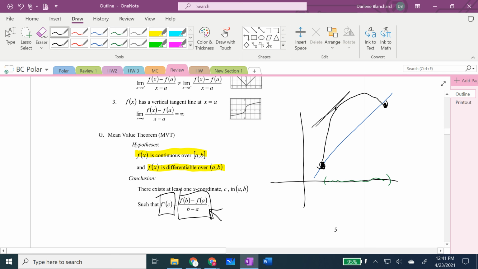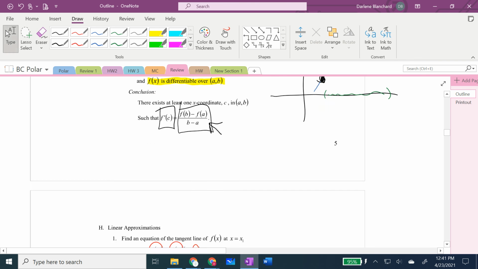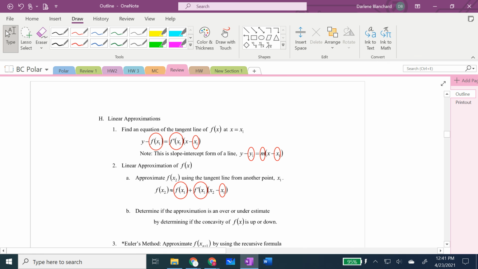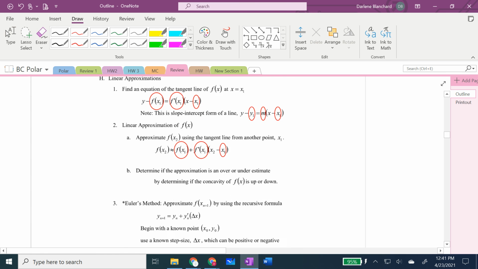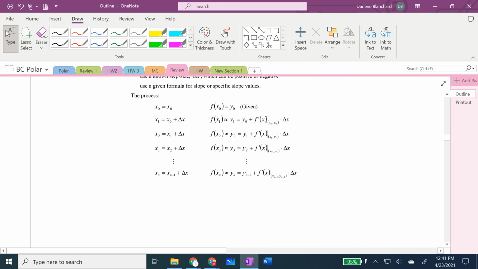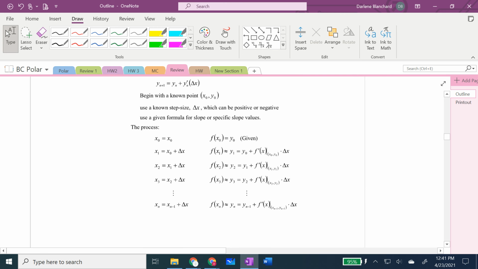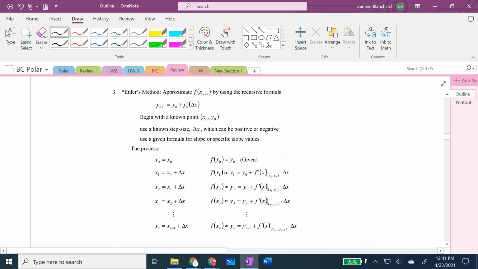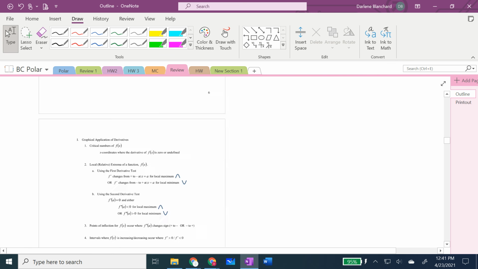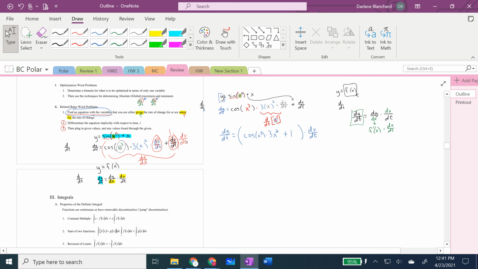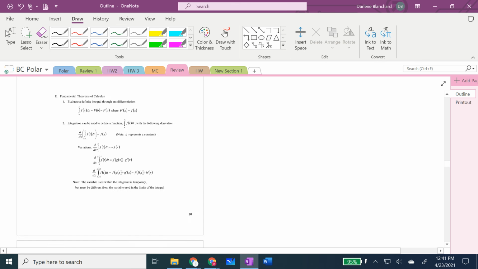And those do show up on the AP exam. Make sure you state the hypothesis. Know that linear approximation is really just the tangent line. You can use it to approximate other y values. But go through these formulas. For the AP test, they are only going to take you through 2 steps in Euler's method. Just 2. It will be just this much. And that'll be done. I have a lot of detail in here for you to look at and read over.